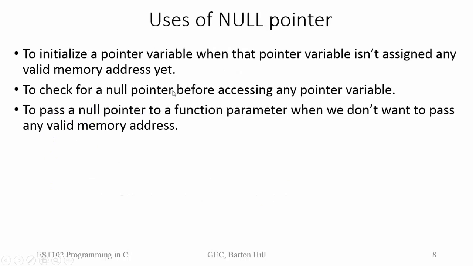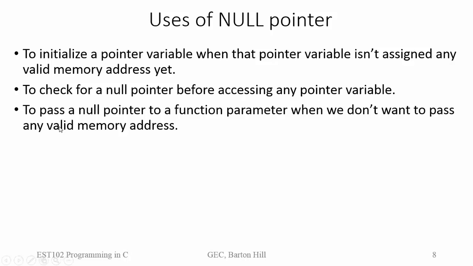Okay, I'm just briefly going to say the points one more time. The first point is to initialize a pointer variable when that pointer variable isn't assigned any valid memory address yet. So NULL is a good option to initialize, when we are not initializing a pointer with any valid memory address. Okay, the second is to check for a null pointer before accessing any pointer variable, like the example we discussed earlier. Okay, you will get a better understanding of this when you learn about file pointers.